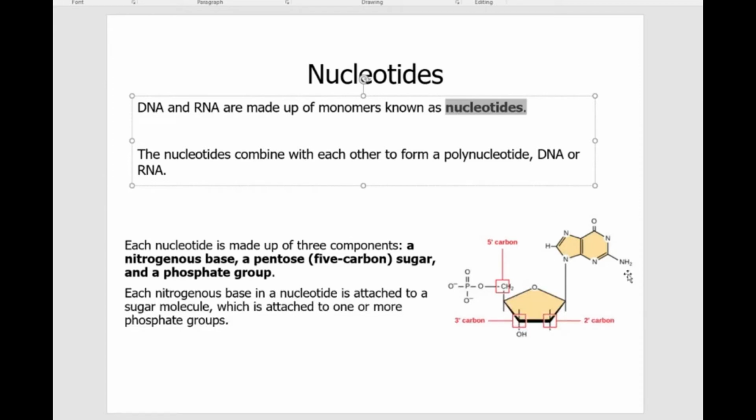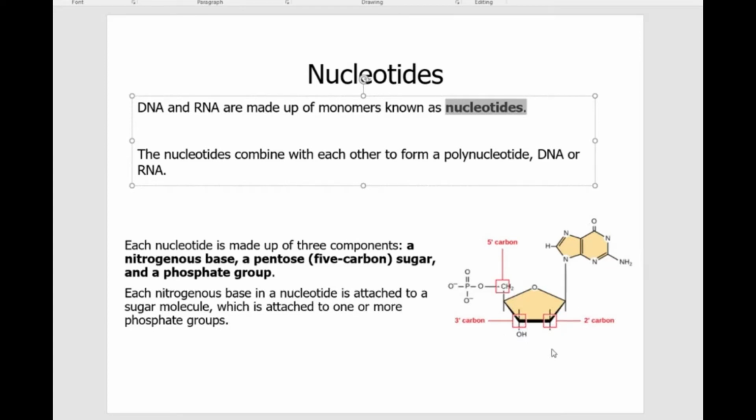Now the base is going to be very important. When we talk about DNA in more detail later this semester, you will learn that the base can change because you have 4 different nitrogenous bases in DNA and also 4 in RNA. And then when the base changes, that's how you get different DNA sequences.